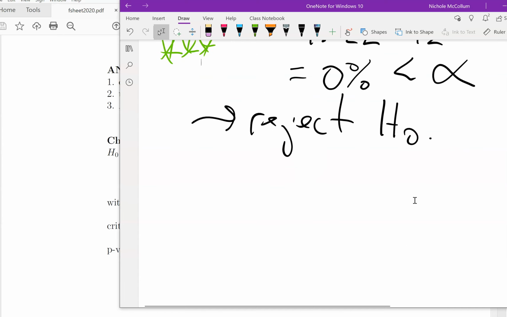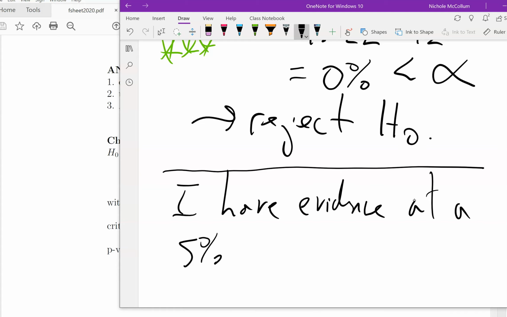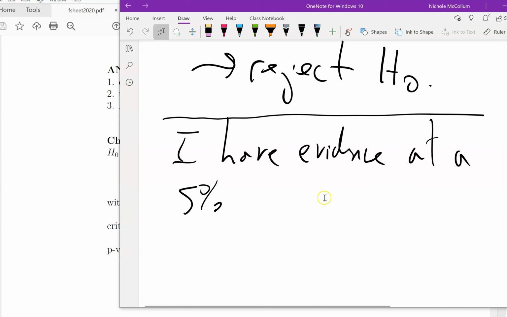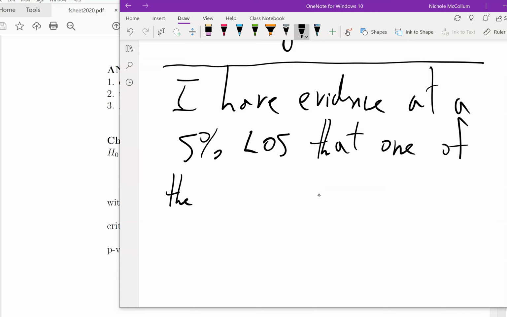What does that mean? I have evidence that one of these means is different, that one of these trash bags on average has a different level of toughness. That's what I have, so I can write that down. I have evidence at a 5% level, because that's what we tested. Remember in the beginning, right? We ran the ANOVA at a 5% level. I have evidence at a 5% level of significance that one of the means is different.